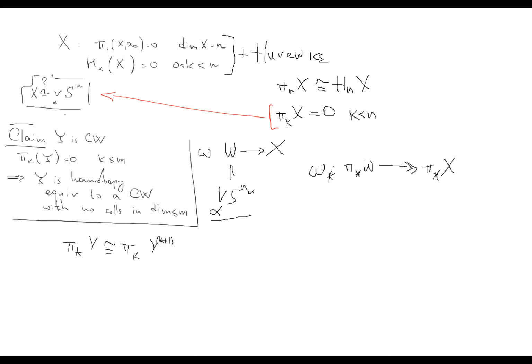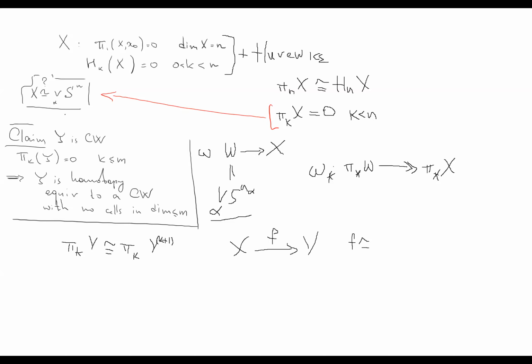Okay, I should remind you of the statement. If X and Y are cell complexes and we have a map between them, then F is homotopic to some G that's cellular.